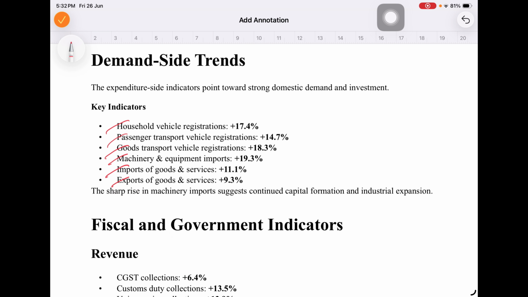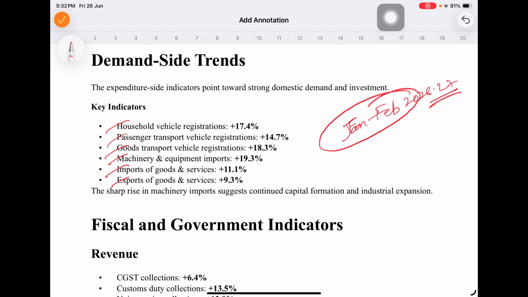Until and unless, again, we had the Strait of Hormuz issue, right? So you can see the effect of the Strait of Hormuz issue. It started in Jan-Feb. So the effect of Jan-Feb 2026-2027, you will not see now. You will see it next year because this is quarter 4 of 2025-2026.